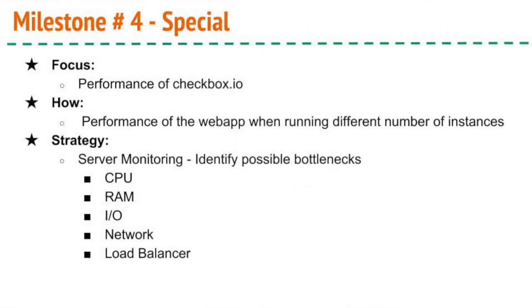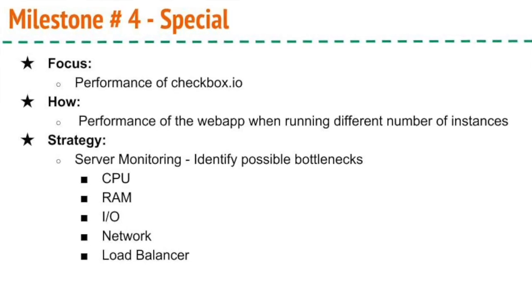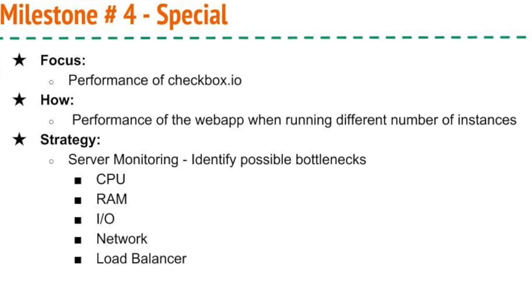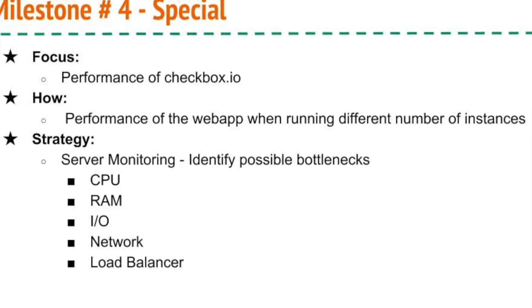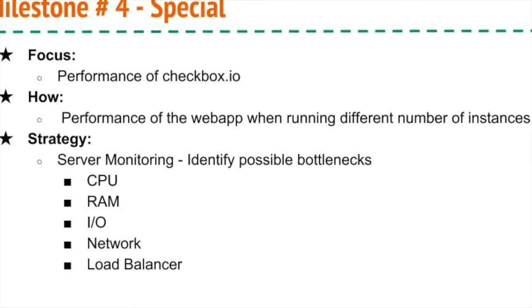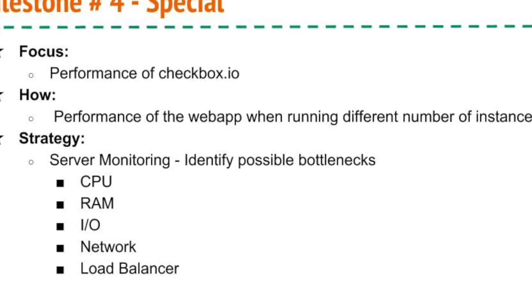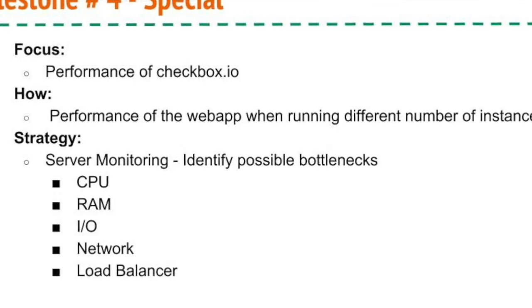For this milestone, we focus on Checkbox.io, and we want to analyze the performance of the application when running different number of instances. At first instinct, it might appear that if we just simply scale and run 10 instances of Checkbox.io on one server, we will get better performance. However, this instinct fails to recognize the limit certain resources can pose. By monitoring the server, we can identify possible bottlenecks that might not be obvious.